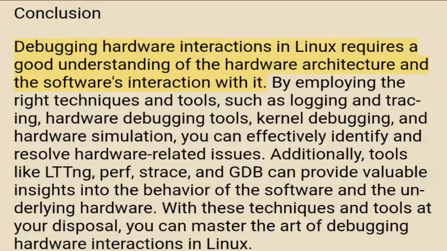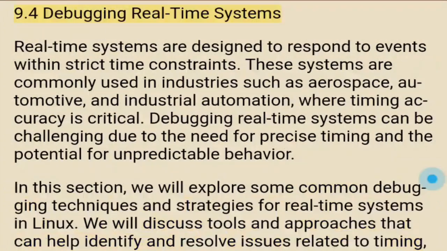Conclusion. Debugging hardware interactions in Linux requires a good understanding of the hardware architecture and the software's interaction with it. By employing the right techniques and tools, such as logging and tracing, hardware debugging tools, kernel debugging, and hardware simulation, you can effectively identify and resolve hardware-related issues. Additionally, tools like ltrace, perf, strace, and GDB can provide valuable insights into the behavior of the software and the underlying hardware. With these techniques and tools at your disposal, you can master the art of debugging hardware interactions in Linux. 9.4 Debugging real-time systems.